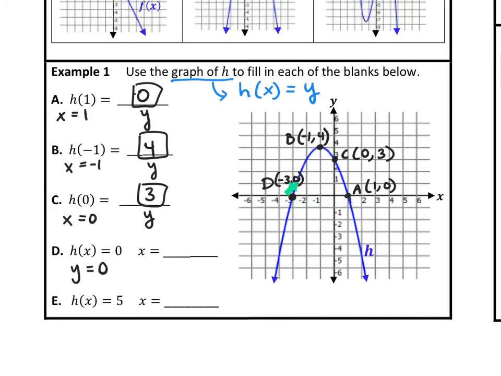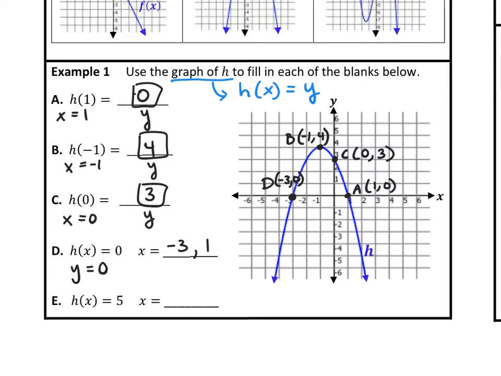Right? -3, 0. So these 2 points have the same y value, right? Y equals 0 on this point, y equals 0 on this point. So which x values am I going to write here? Well, I'm going to write the 2 x values for these 2 points. So I'm going to write the x value of -3 for this point, and the x value of 1 for this point. So I'm basically saying that I have 2 answers. I have -3 and 1. Right, so there's 2 points on the graph that have a y value of 0.